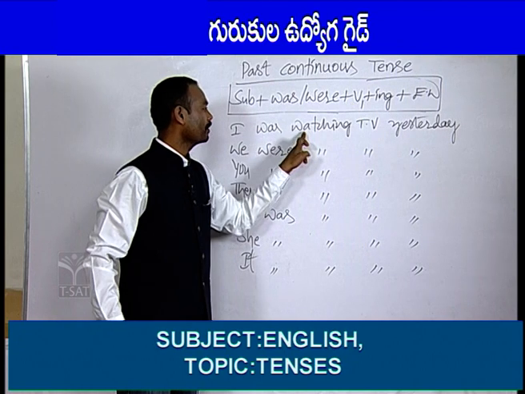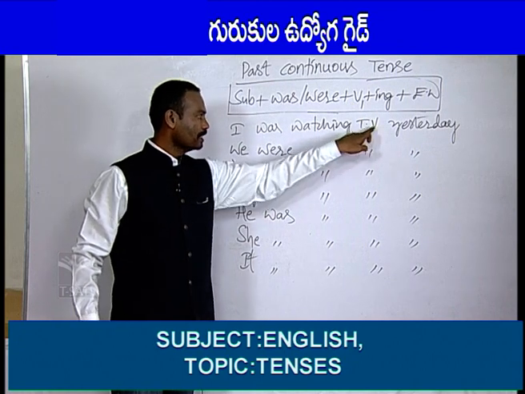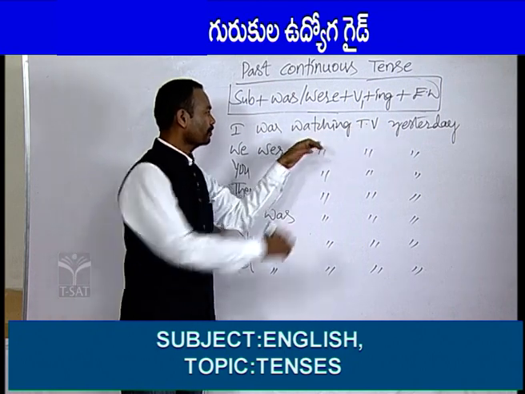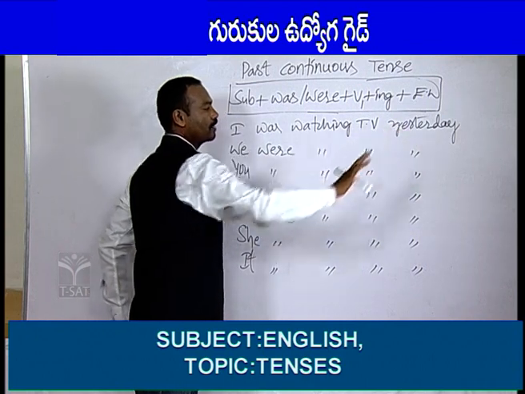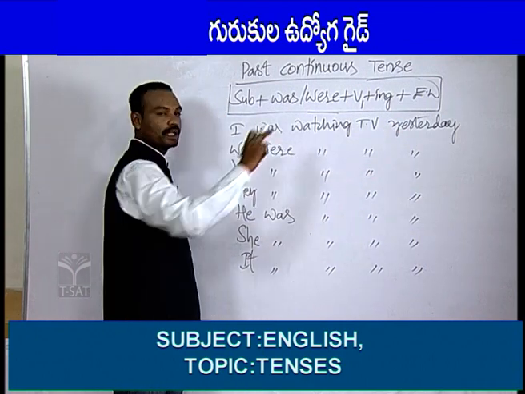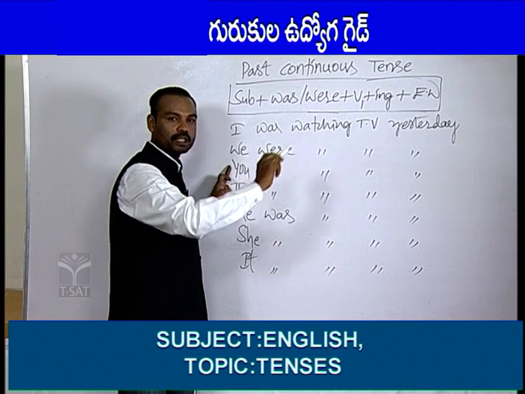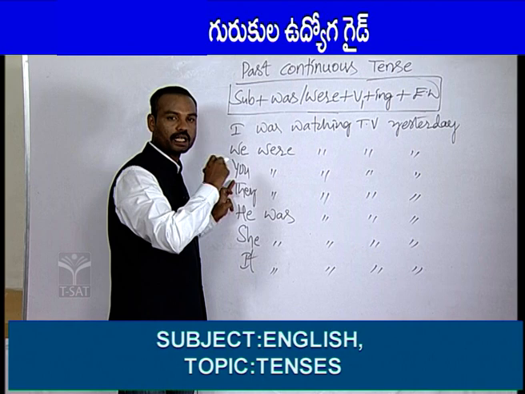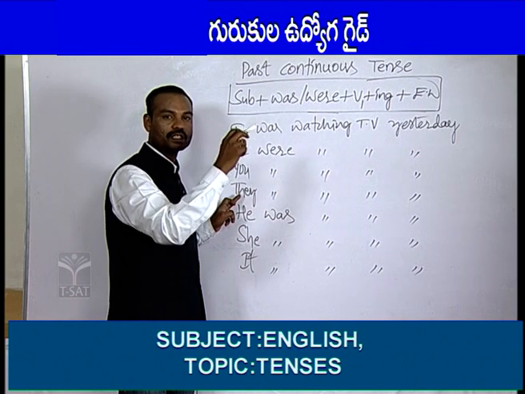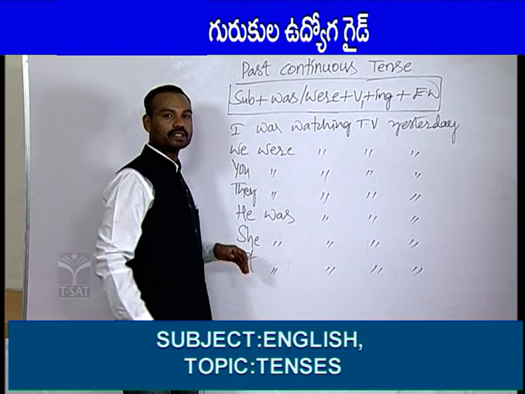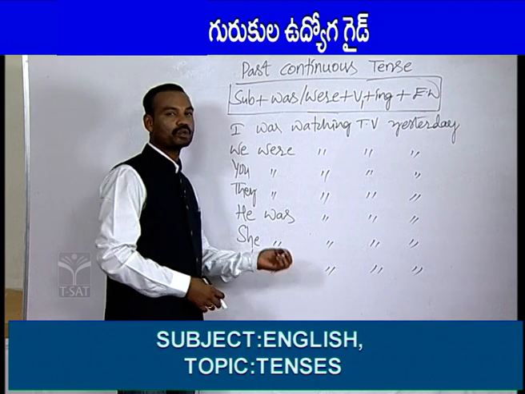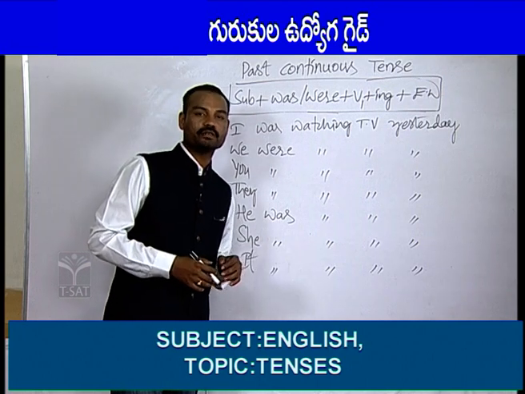Next V1 plus ing form, watch plus ing, watching. TV, yesterday. These words from here to here are called extra words. I was watching TV yesterday. Next, we were watching TV yesterday, you were watching TV yesterday, they were watching TV yesterday, he was watching TV yesterday, she was watching TV yesterday, it was watching TV yesterday. Next, let's take one more subject, my friend. My friend was watching TV yesterday.